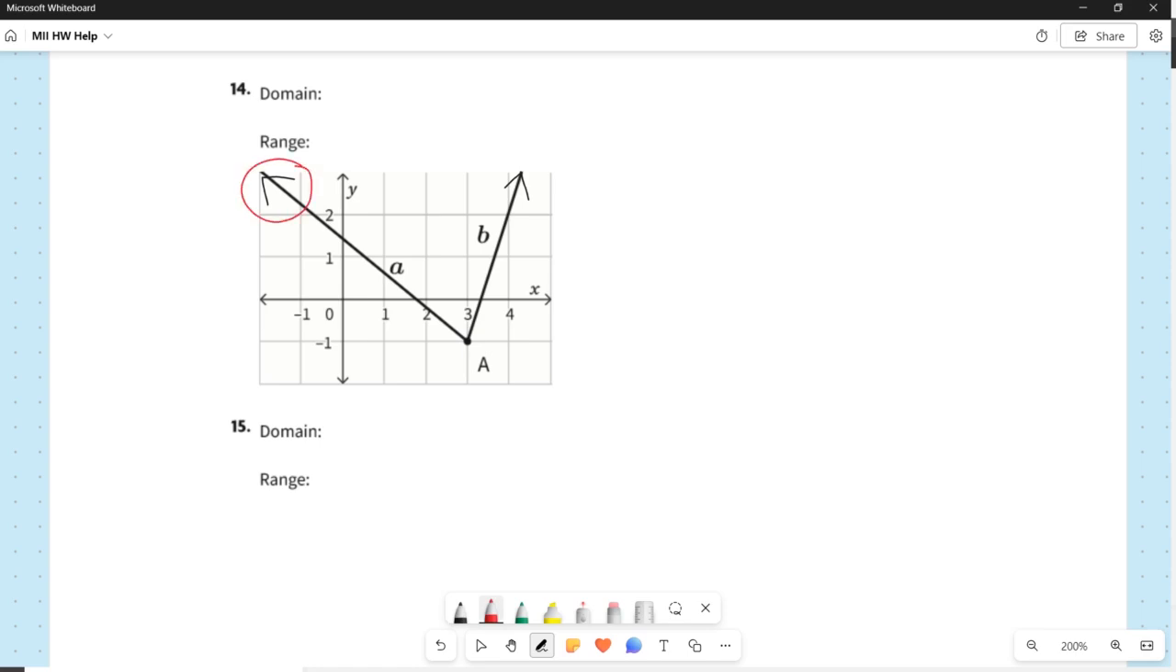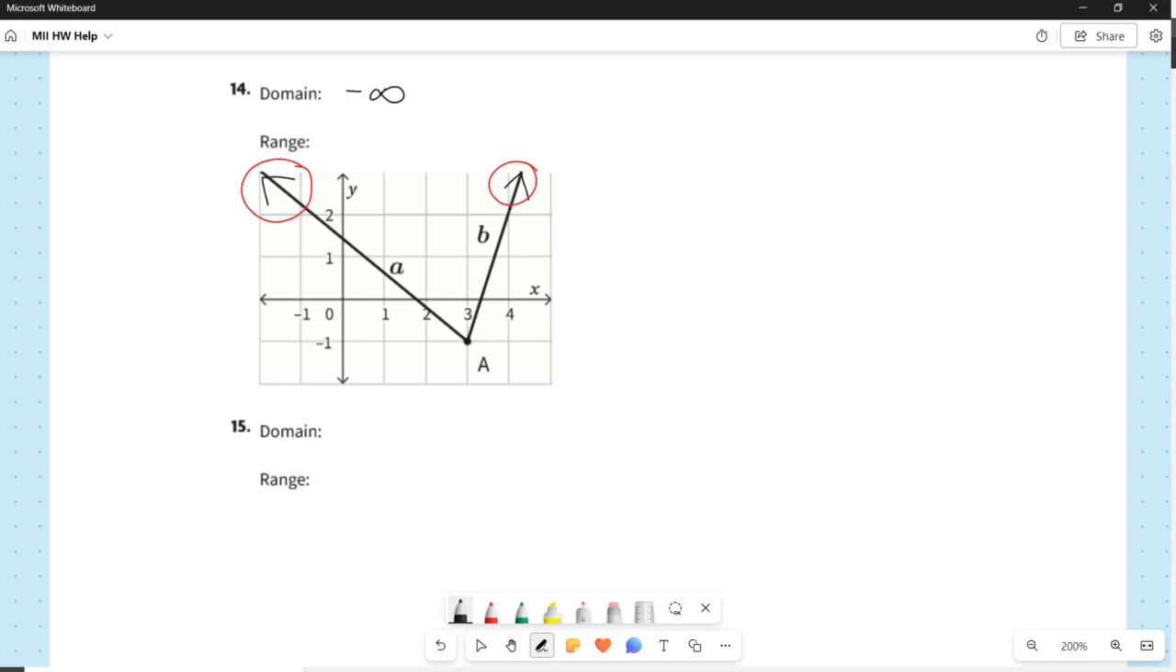And because this graph continues to the left without end, and because this graph continues to the right without end, our domain is every single real number, right? And so when we're writing our domain, I'll just write this freehand. Our lower bound is going to be negative infinity, right?